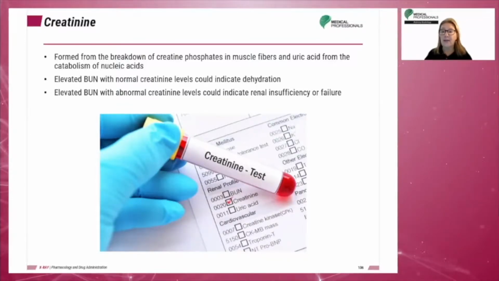Elevated BUN with normal creatinine levels could indicate dehydration, whereas an elevated BUN with abnormal creatinine levels could indicate renal insufficiency or failure.